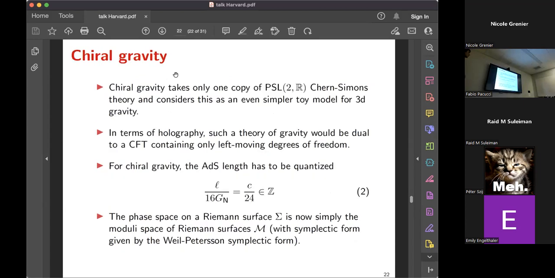Okay, so chiral gravity is the simple theory where, instead of taking two copies of PSL2R, you just take one copy of PSL2R. You consider this as a toy model for 3D gravity, and you keep in mind all the things I've said that are bad about this correspondence. In terms of holography, such a theory of gravity would involve only, say, left movers and no right movers.